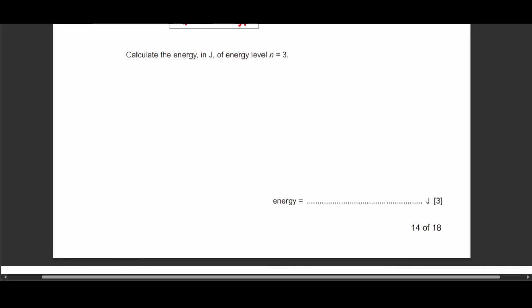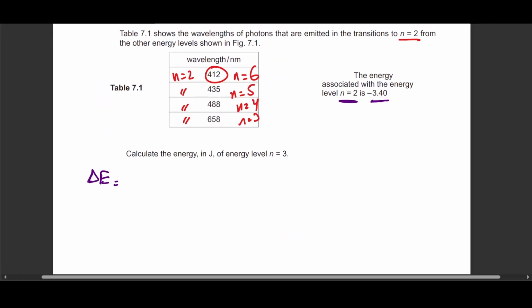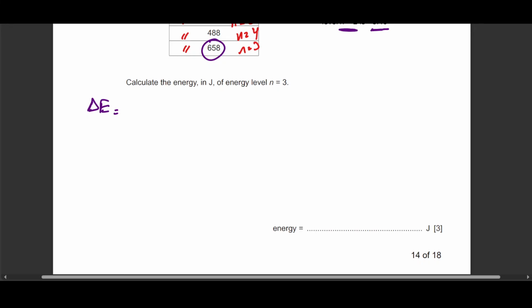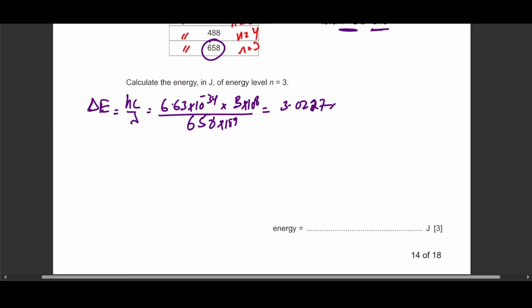So how to go about this question? First we find out the change in energy level, finding it from the largest wavelength, right? This is why I discussed the previous answer. So this is going to be hc by lambda. So 6.63 into 10 raised to power minus 34 multiplied by 3 into 10 raised to power 8, speed of light, divided by 658 into 10 raised to power minus 9. This gives me an energy of 3.027 into 10 raised to power minus 19 joules, right? This is the energy change if it goes from N2 to N3 or N3 to N2.